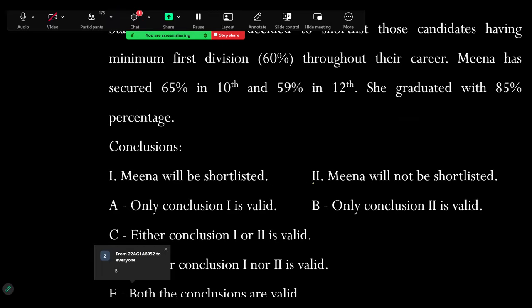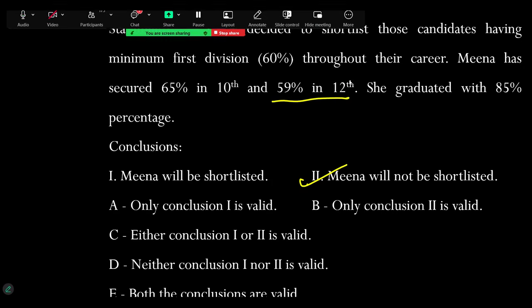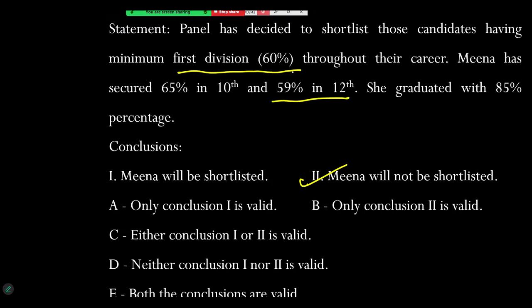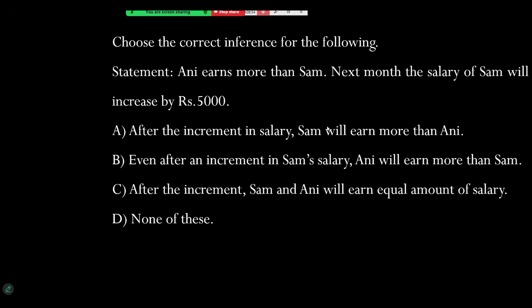Meena will not be shortlisted is correct because she got 59%, and they clearly mentioned first division is required. If you got 59%, it's not first division, so automatically Meena will not be shortlisted. Right? Now what about this question?